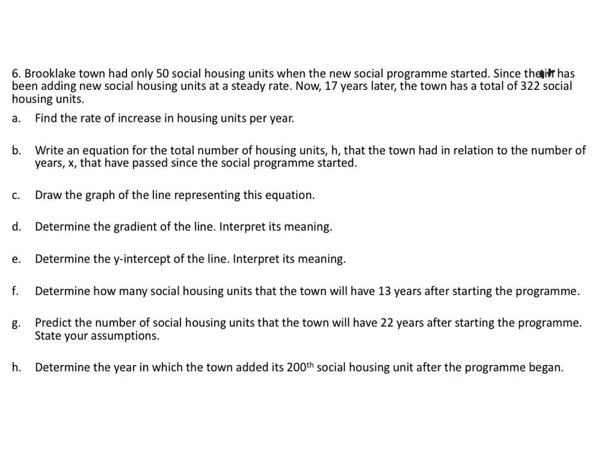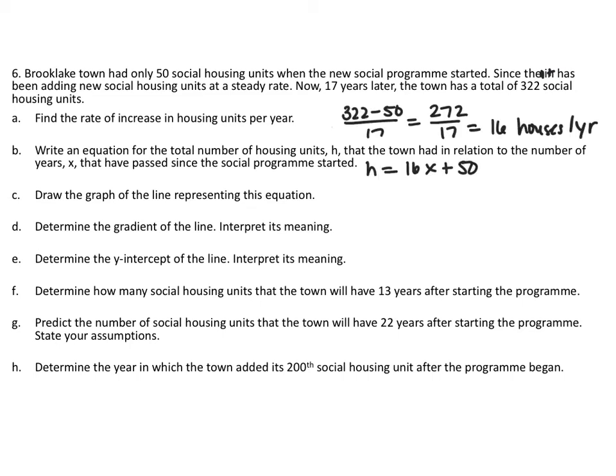In this last example, Brook Lake Town had only 50 social housing units when the new social program started. Since then, it has been adding social housing units at a steady rate. Now, 17 years later, the town has a total of 322 social housing units. So since it's a steady rate, that's the same thing as a constant rate, so this can be represented linearly. So given that information, go ahead and answer all these questions A through H.